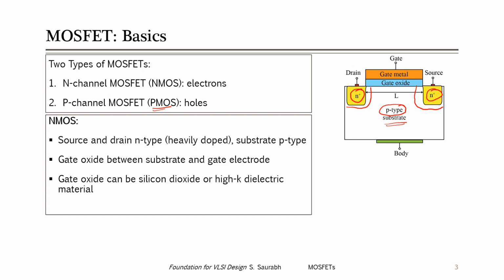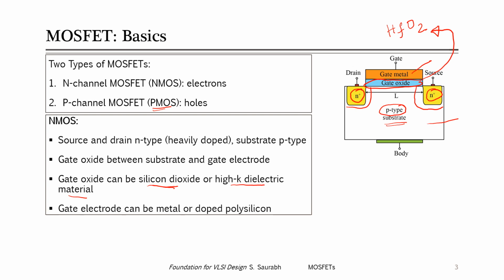a gate oxide, which is sandwiched between the gate metal and the p-type substrate. The gate oxide is an insulator. It can be either silicon dioxide or a high-K dielectric material, for example hafnium dioxide. That can be the gate oxide material, and it is an insulator. And the gate electrode can be either metal or doped polysilicon, so it can be either p plus poly or n plus poly.